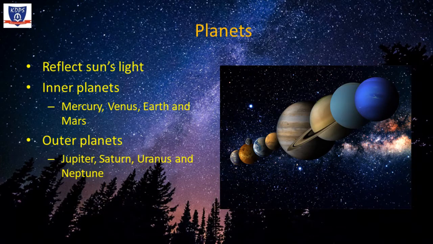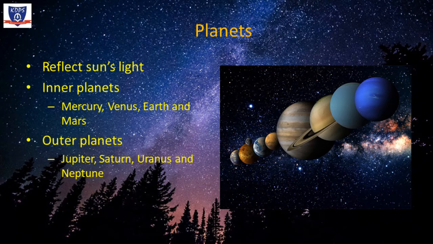Moving ahead, let's understand the planets. Planets are heavenly bodies that do not have the heat and light of their own. They shine as they reflect the light of the Sun. There are 8 planets in the solar system. In the order of the distance from the Sun, they are Mercury, Venus, Earth, Mars, Jupiter, Saturn, Uranus and Neptune.